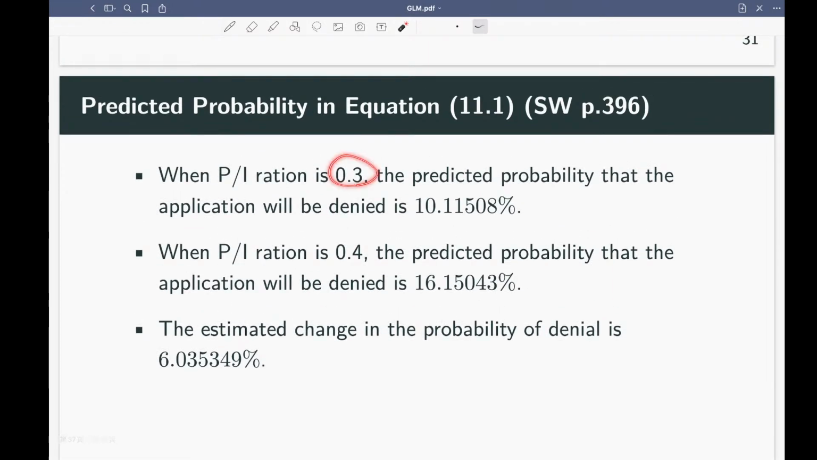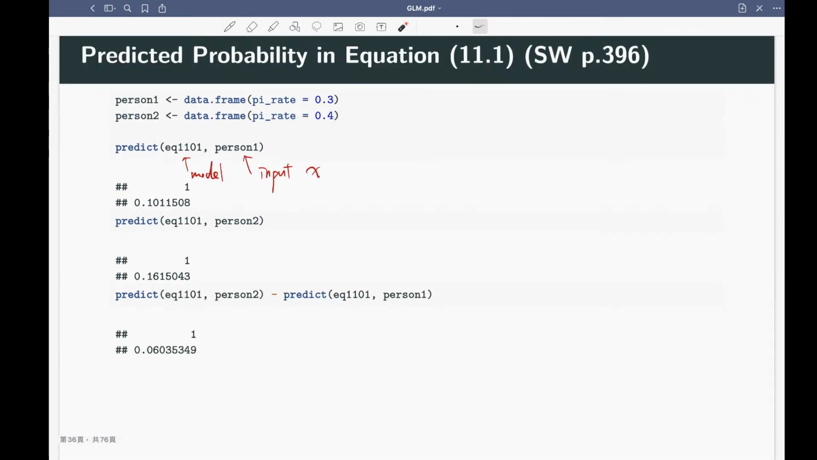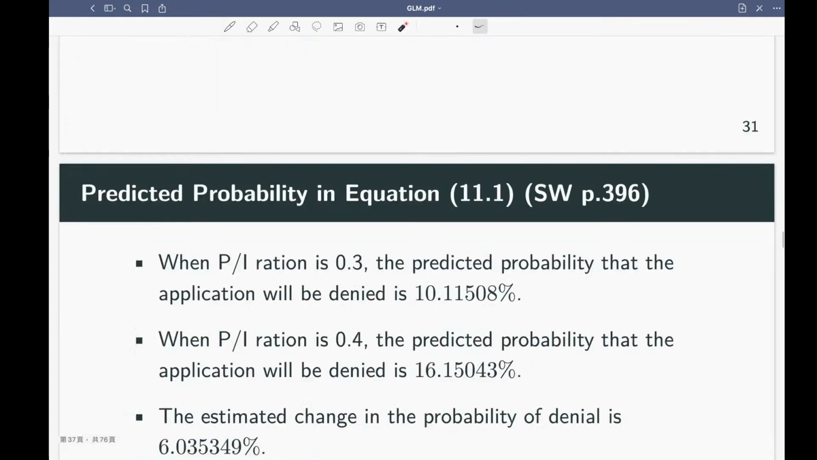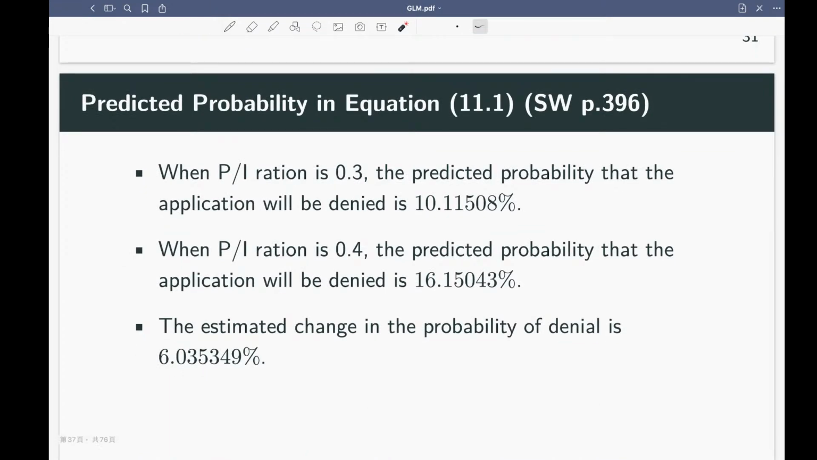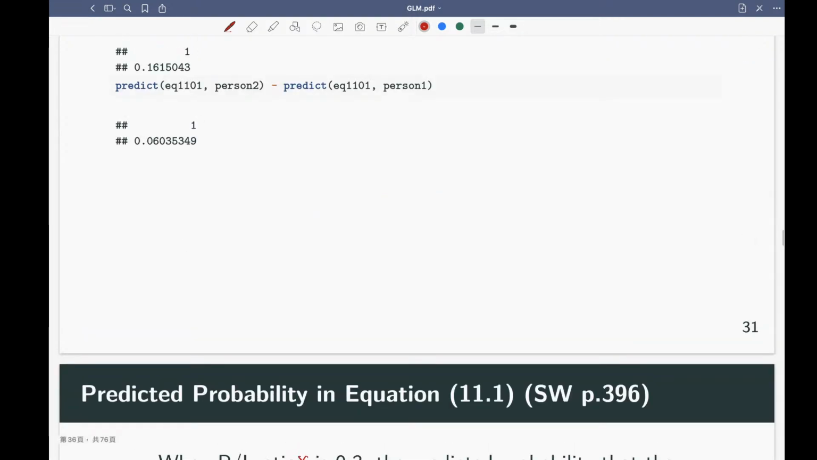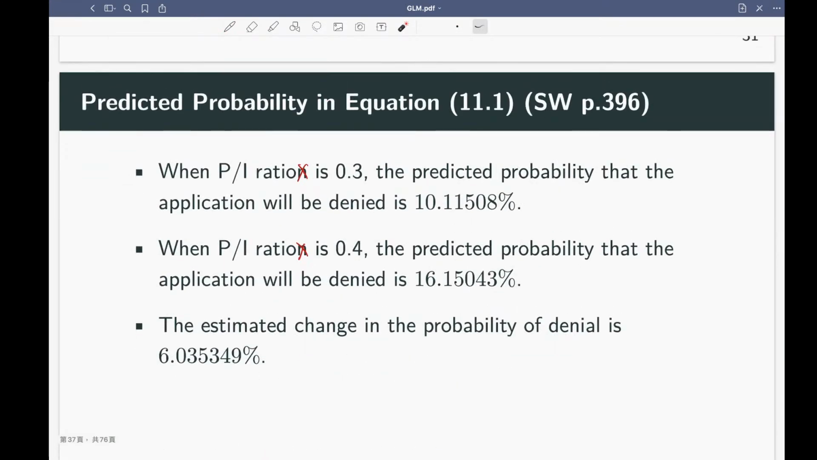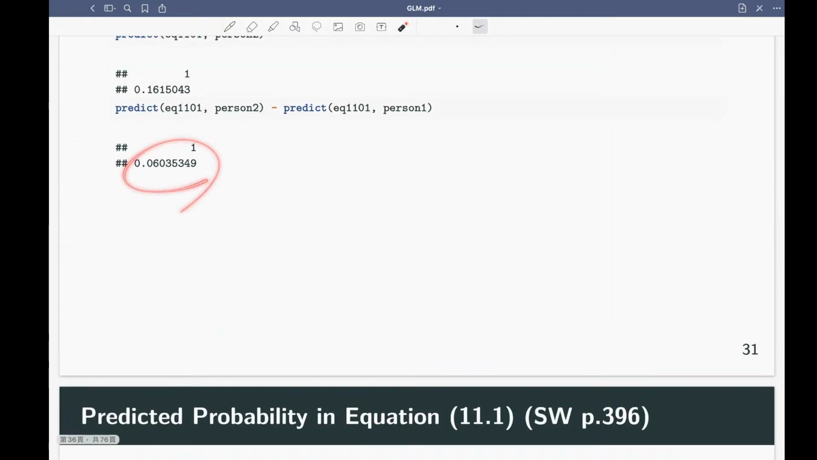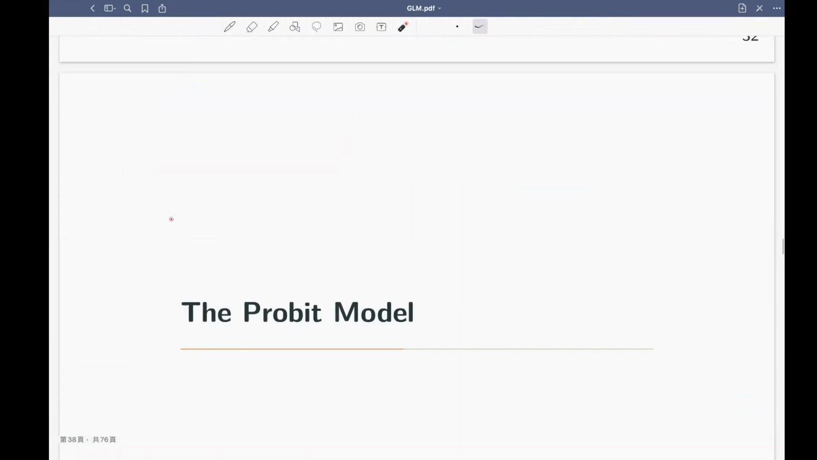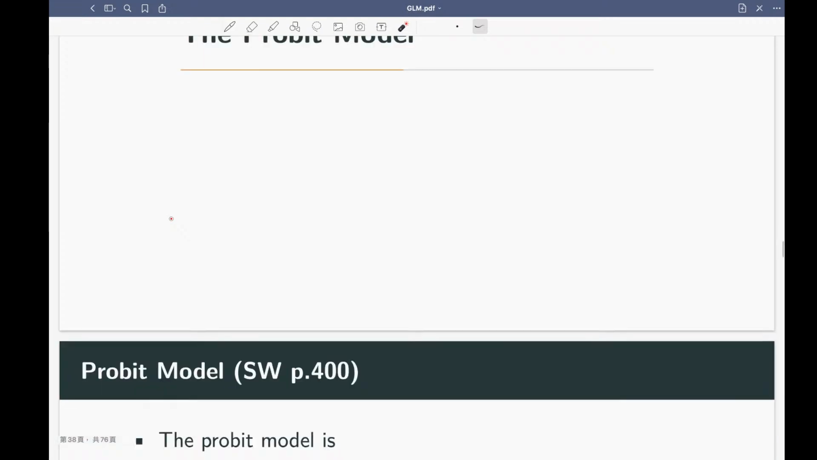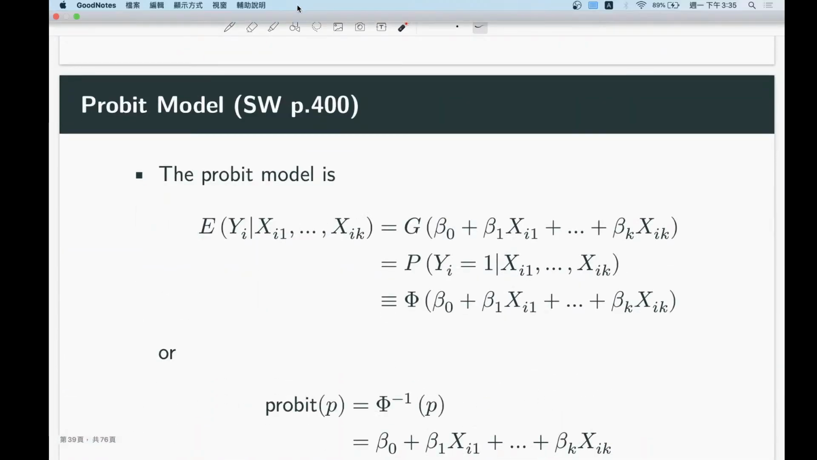When the PI ratio is 0.3, the probability is like this. When the PI ratio is 0.4, the probability is like this. And you can find the difference for this. Okay, so I finished the linear probability model. And next is the Probit model. How about the Probit model?